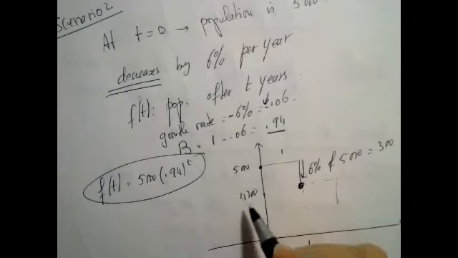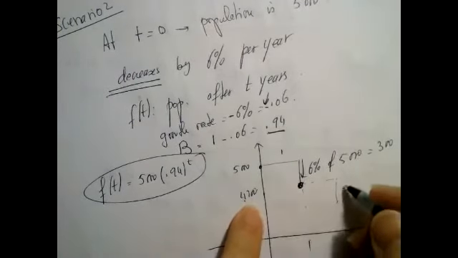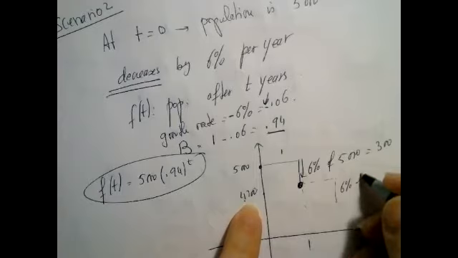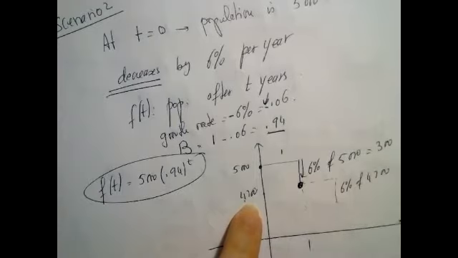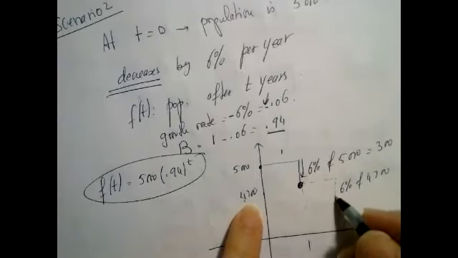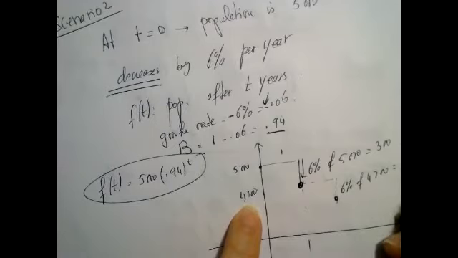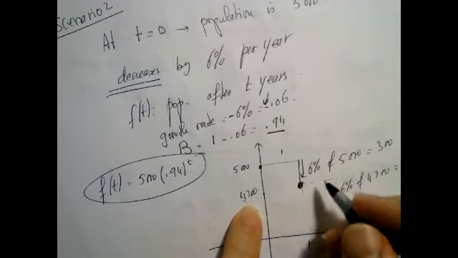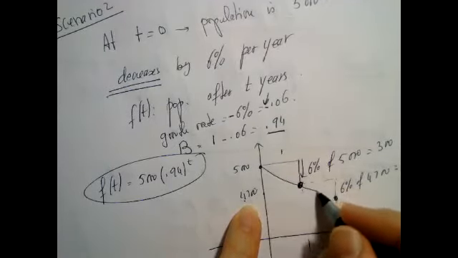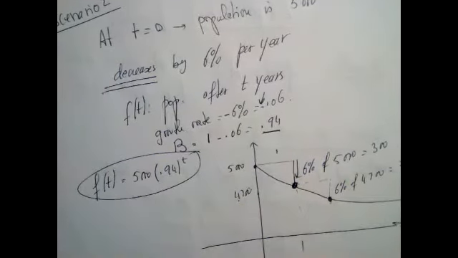now we are at 4,700. We're going to decrease by 6% of the 4,700, which is a lesser amount. So we're going to go a little bit less than that, something like this. If you pick up your calculator, we get 282. So the graph is going to look concave up, like this picture.